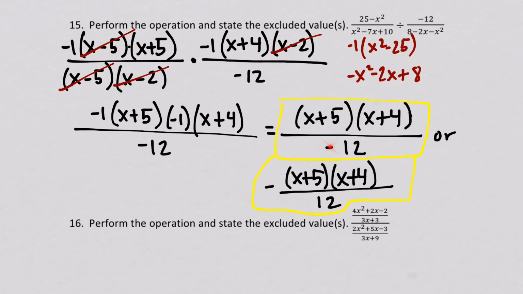Or you could take that negative and write it in front and write it as negative x plus 5 times x plus 4 all over 12. Right? Or also you could also just multiply them out. But that's as simple as it's going to get.